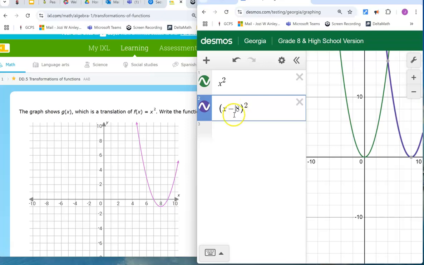So you can fix it. All right, so it's moved right 8. And then what do I need to do once it's here? I need to move it 1 down. So how do I do 1 down? 1 down's outside the parentheses, minus 1. And boom, look at that. This looks like a perfect match.